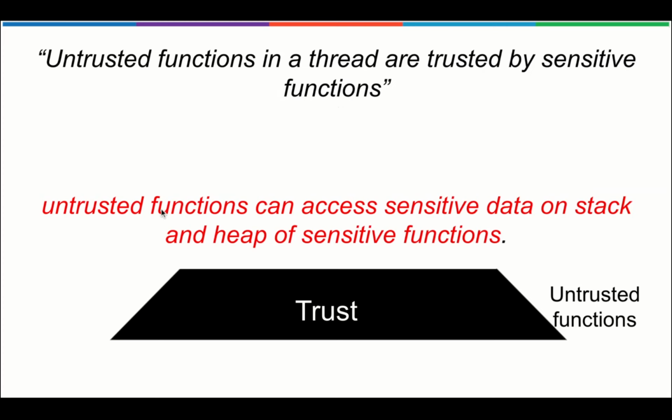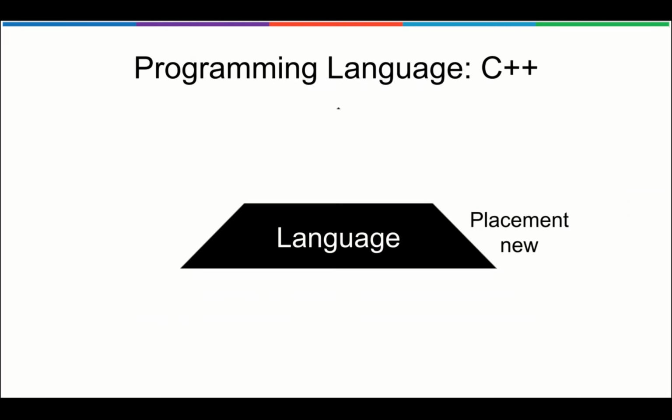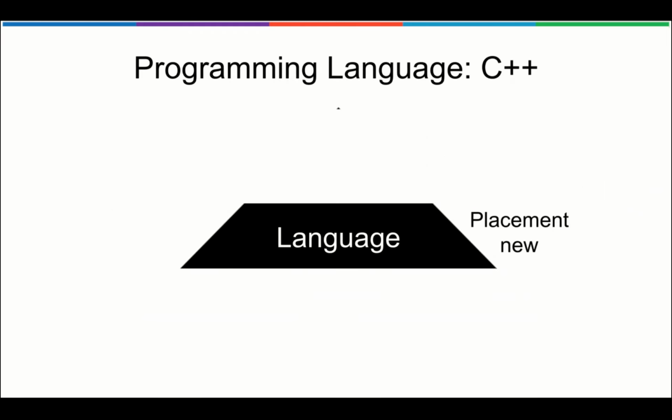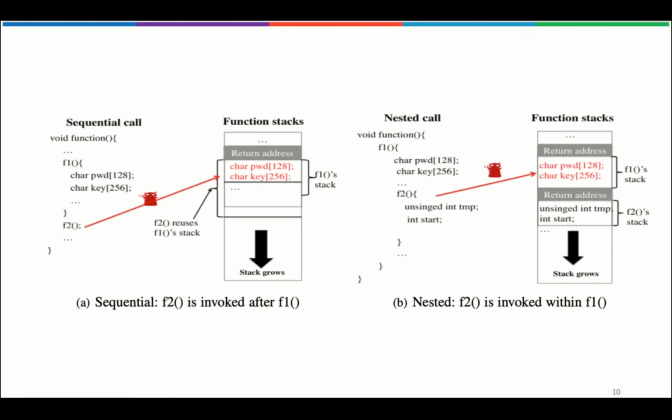Now I'm going to skip this slide here. Okay, this one. Here we're talking about the function stack. Now, how do you invoke functions? Functions are invoked primarily in two ways. If you look at two functions, F1 and F2, either they are invoked in a sequential manner or they are invoked in a nested manner.